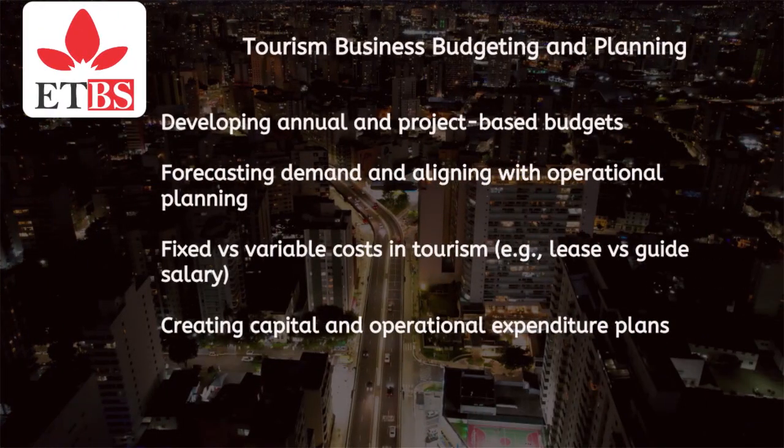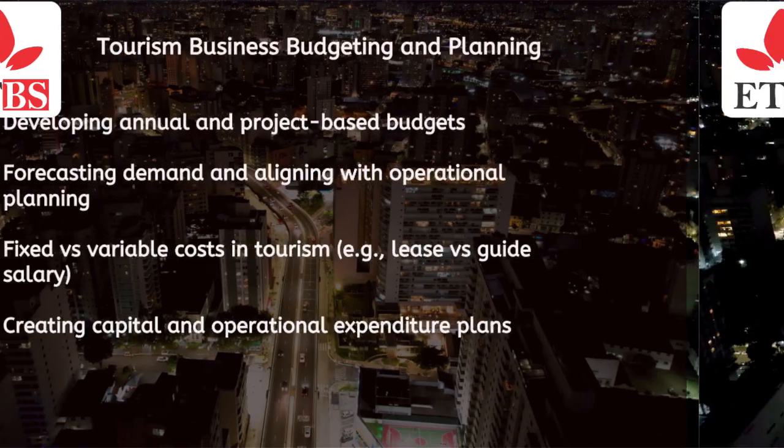2. Tourism Business budgeting and planning: developing annual and project-based budgets. Forecasting demand and aligning with operational planning. Fixed versus variable costs in tourism, e.g., lease versus guide salary. Creating capital and operational expenditure plans, risk buffers, and contingency allocations. Multi-year planning for large-scale tourism investments, resorts, cruise lines, etc.